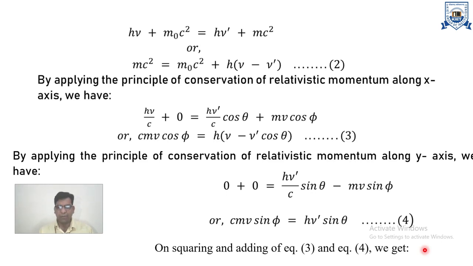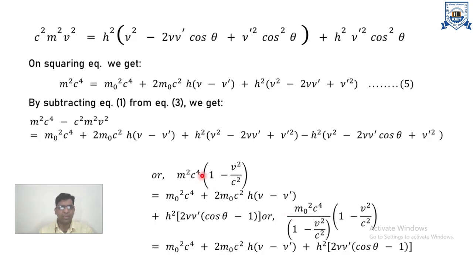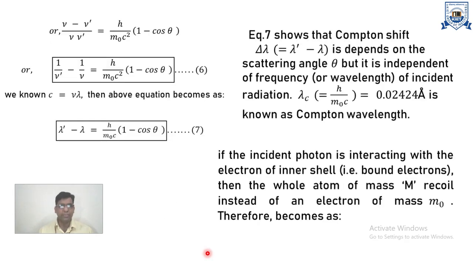We square and add equations 3 and 4, and the equation becomes like this. Thoroughly solving the mathematical equation, we represent it as m naught square c power 4 plus 2 m naught c square h into nu minus nu dash plus h square nu nu dash into cos theta minus 1. This is how we solve this mathematical expression.